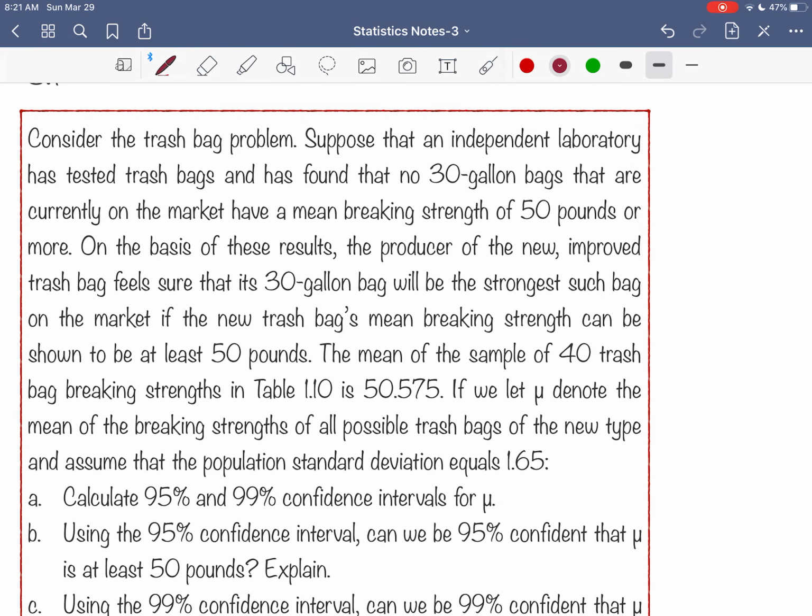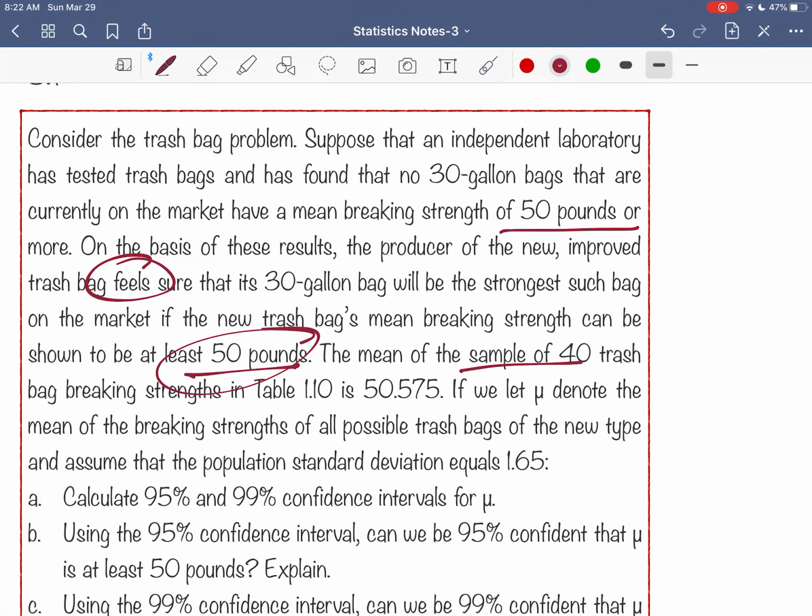Suppose that an independent laboratory has tested trash bags and has found that no 30-gallon bags that are currently available on the market have a mean breaking strength of 50 pounds or more. So no bag on the market really can hold more than 50 pounds. On the basis of these results, the producer of a new improved trash bag feels sure, this is a key thing, feels sure that its 30-gallon bags will be the strongest such bag on the market if the new trash bag's mean breaking strength can be shown to be at least 50 pounds. So this is a version of a chapter 9 problem that begins with a claim. So this producer feels that their bag will be the strongest if they can prove that it can hold more than 50 pounds or 50 pounds or more.